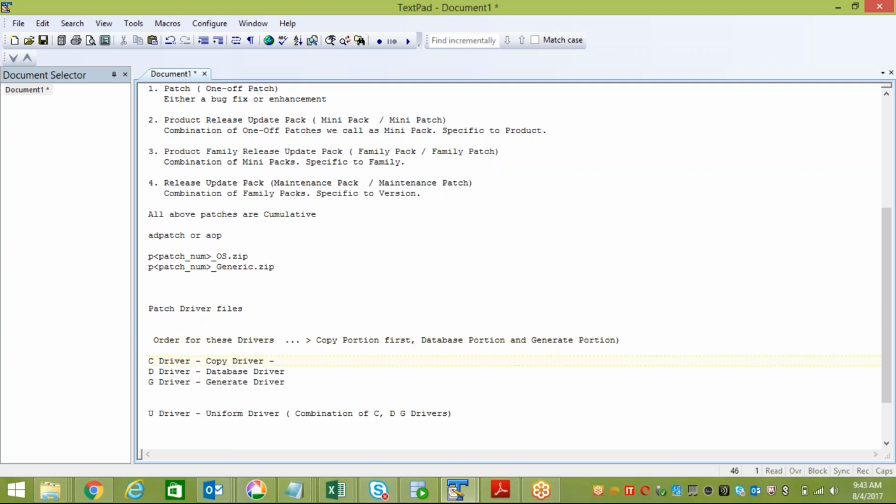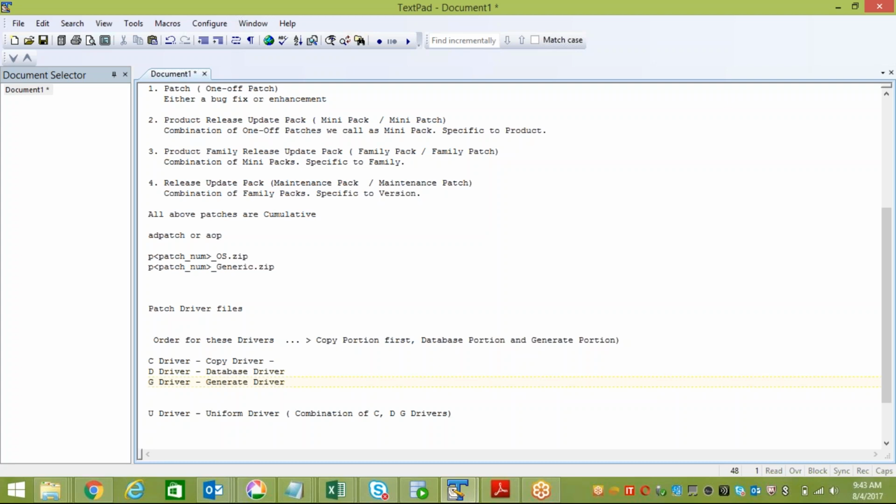First you apply the C driver. Then again you use the ADOP utility and apply the D driver, and again you use the ADOP utility and apply the G driver, because every time it takes only one driver file as a parameter. So when you got CDG drivers in the olden days, particularly in 11.5 up to 11.5.10, sometimes they gave CDG drivers. From 11.5.10 onwards, they started giving a U driver. That part was very painful.